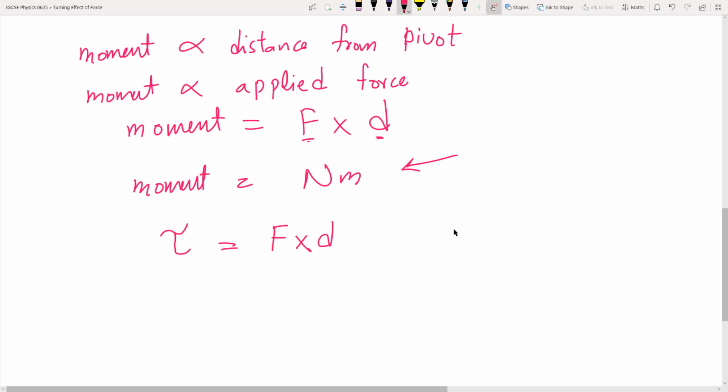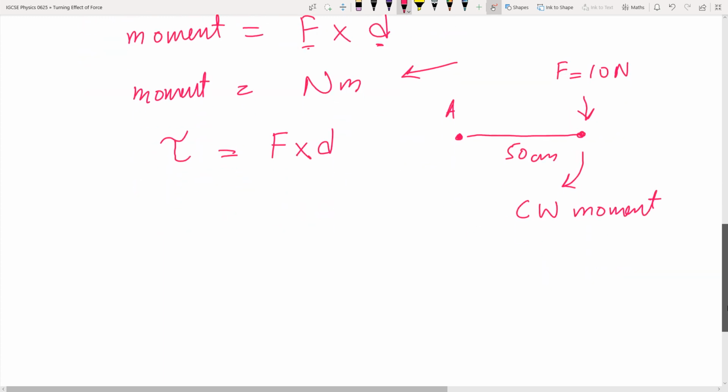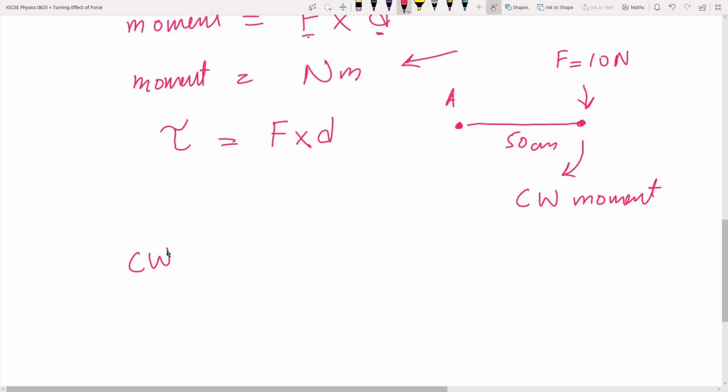So let's do a simple example. Let's say, what is the moment at point A of a force which is applied at this distance? Let's say the force is 10 newtons, right, and the distance is about 50 centimeters from the pivot. So what is going to be the clockwise moment, right? So this is going to be the clockwise moment. So we can calculate the clockwise moment.